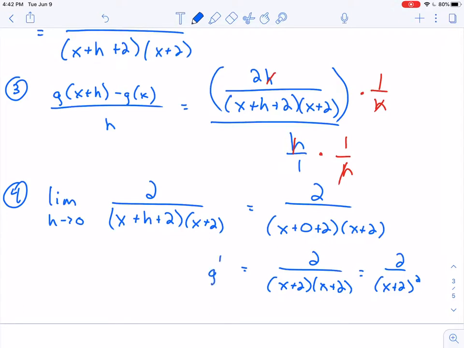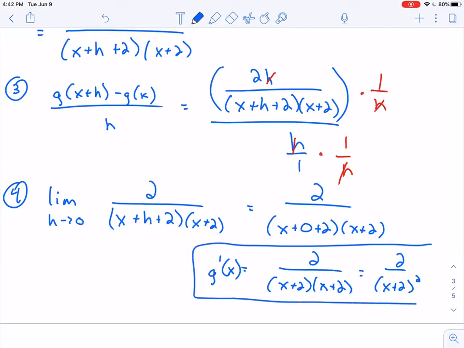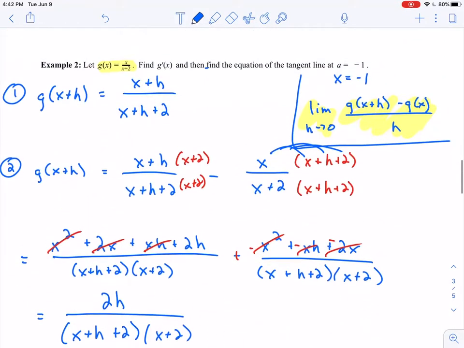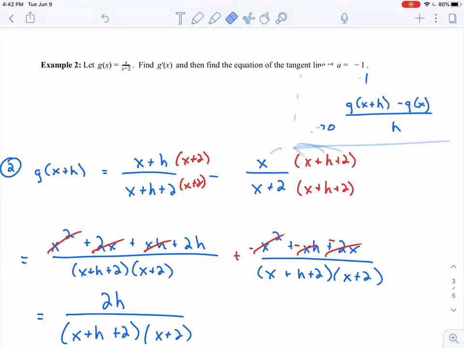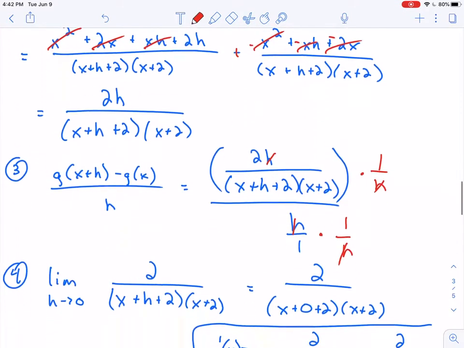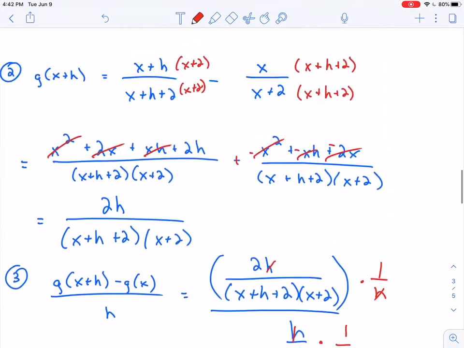But this is my derivative, g prime of x. So here is g prime of x. So that's the first part of my problem. It said go find the derivative. So we found the derivative. It looks like I'm going to run out of room, so I'm going to have to go back up to the top here. So let me just write down my derivative before I forget it. So we said g prime of x is equal to 2 over x plus 2 quantity squared. Let me just double check that. Yes, 2 over x plus 2 quantity squared.